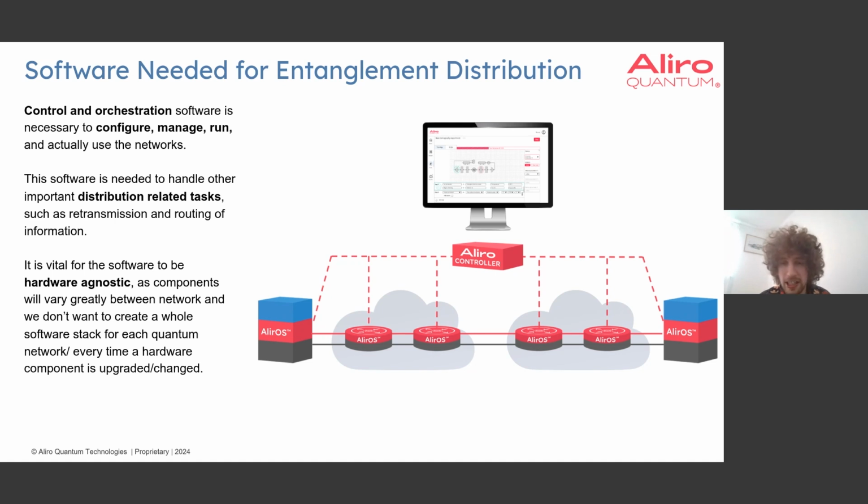As we discussed earlier, quantum networks will vary greatly in terms of hardware employed, and thus it's vital for the software to be hardware agnostic, since we don't want to create a whole software stack for each quantum network or every time a hardware component is upgraded or changed.